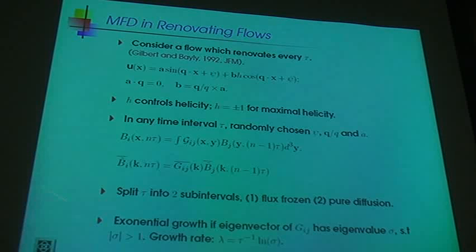So the condition for growth of the mean field is that the eigenvalue sigma has to have a modulus greater than 1. And then you can find the growth rate, which is just you plug in e to the lambda t is equal to this, and the growth rate will be this, 1 upon tau into log of sigma. So this is what we will do.